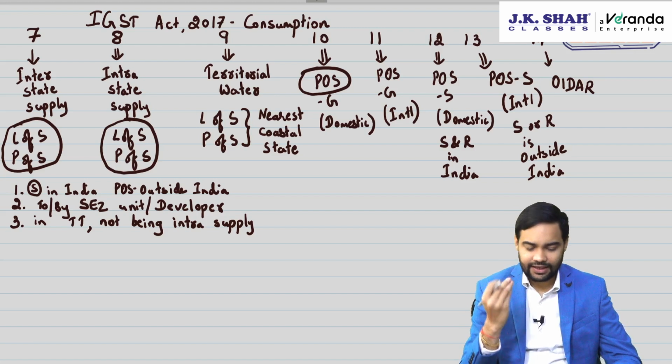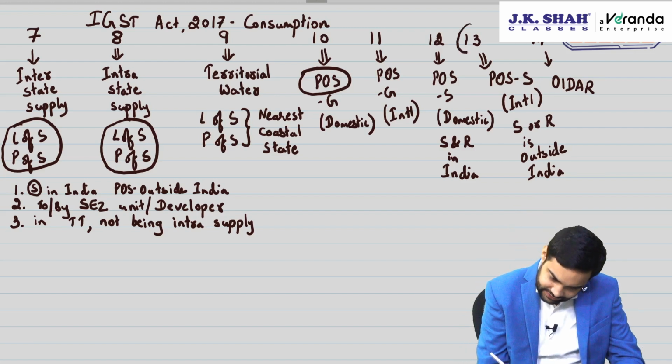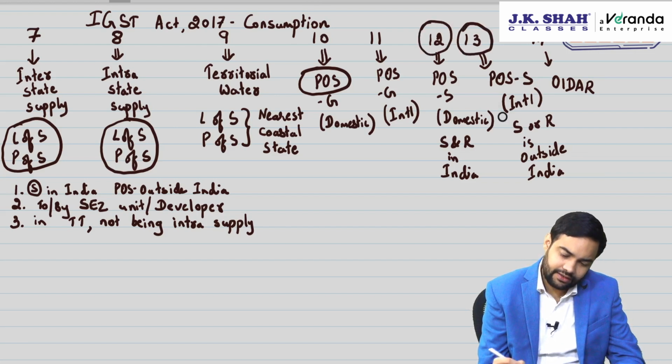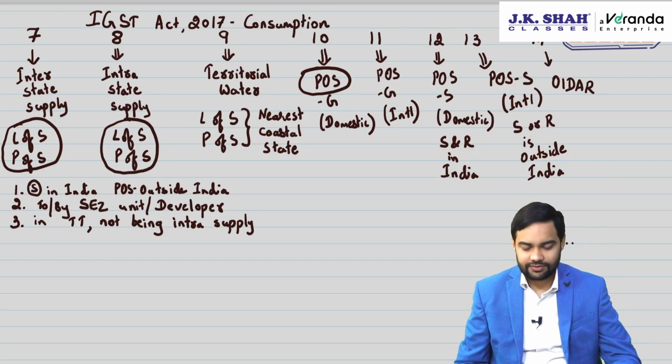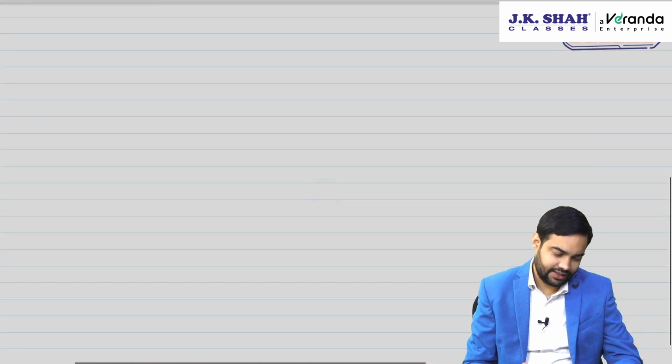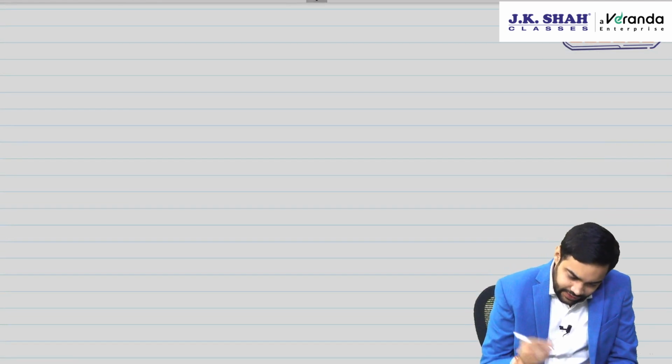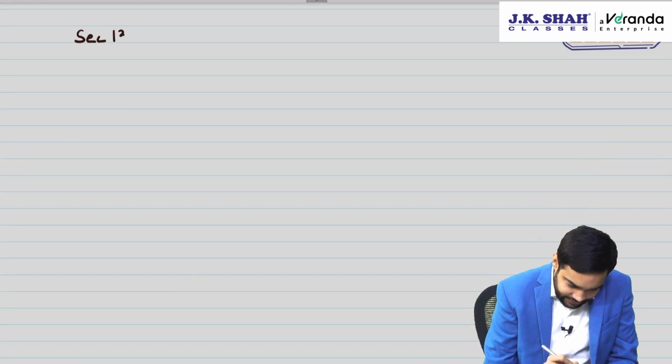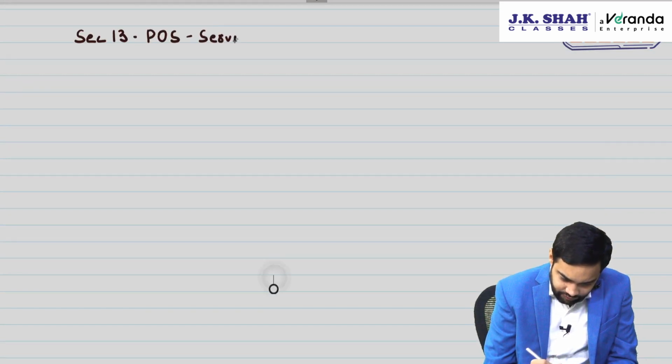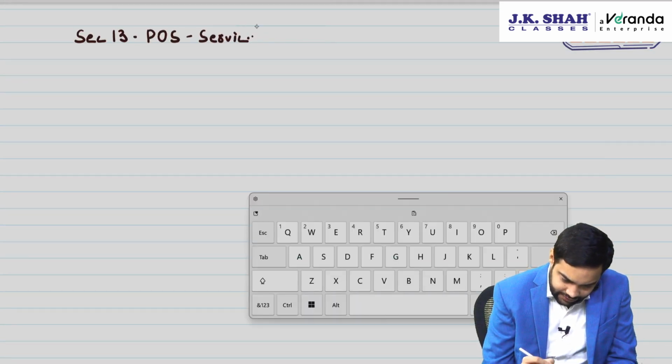So let's start with section 13, because once we are clear with 13, we'll be much more comfortable with 12 and further much more comfortable with goods related provisions. Let's first complete the service related revision. Now, section 13 helps you to determine place of supply for services where either the supplier or recipient is outside India.